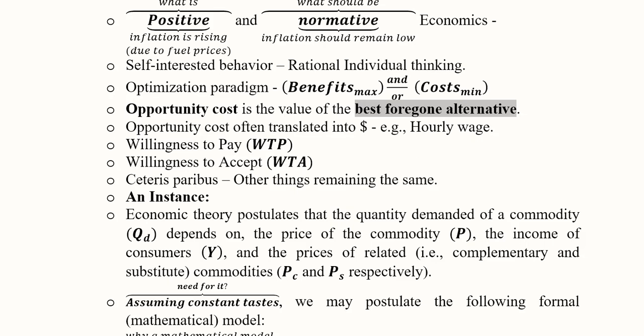And that some other activity that we value is the opportunity cost of watching this video. So the best foregone alternative is the opportunity cost. So why do we consider this in economic analysis? Because economists look at things in a very miserly way.